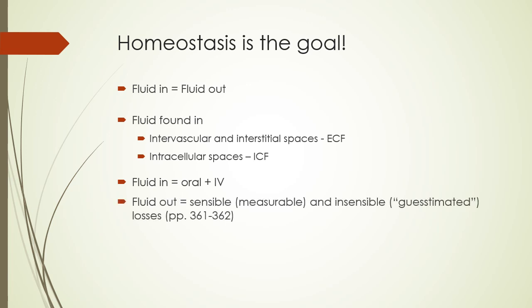Things get a little bit less clear when we start talking about fluid out, because there's the fluid that we can measure, such as urine, such as vomit, such as gastric suctioning. And then there's the things we can't measure, and we have to use a guesstimated amount. If we add up the guesstimated amount and the measurable amount, that should be very close to what the patient has taken in. The fluid in should equal the fluid out or be very close to it.